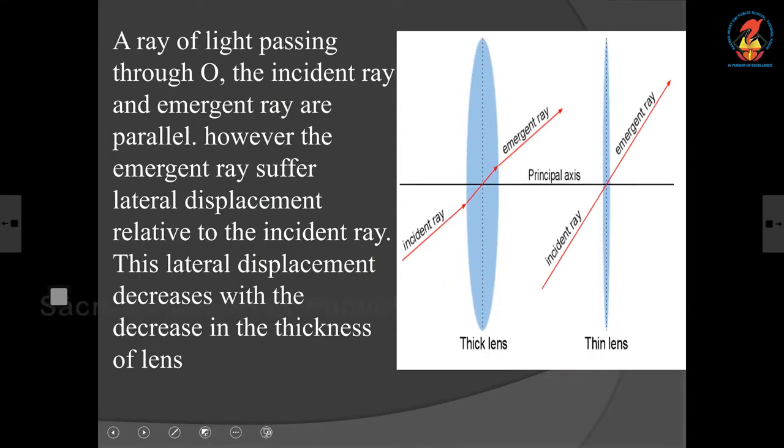In the normal case, that is in case of a thick lens, an incident ray will be parallel to the emergent ray. It will suffer lateral displacement. In case of thin lenses, that lateral displacement will decrease. When the thickness of the lens decreases, the lateral displacement also decreases.